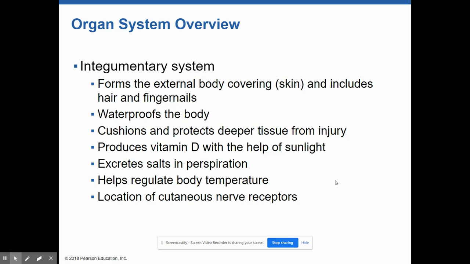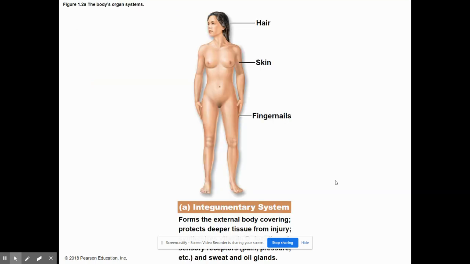So the anatomical structure is the skin, hair, and fingernails, and the physiological function is it waterproofs the body, protects and cushions deeper tissue from injury, produces vitamin D, excretes salts, regulates body temperature, and helps with nerve transmission. Here's an image of the integumentary system. So it mainly consists of your hair, skin, and fingernails.